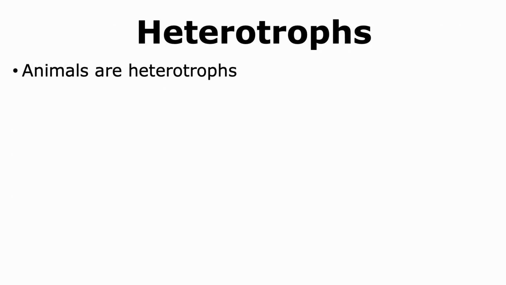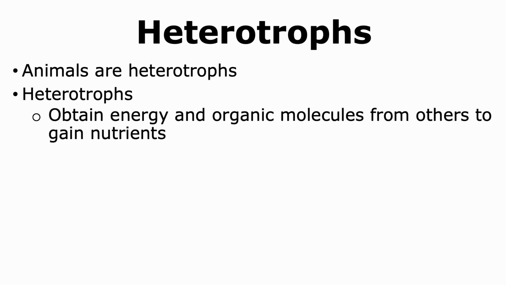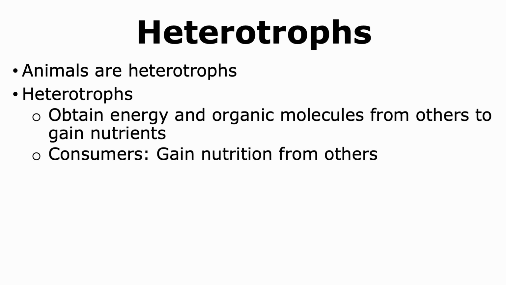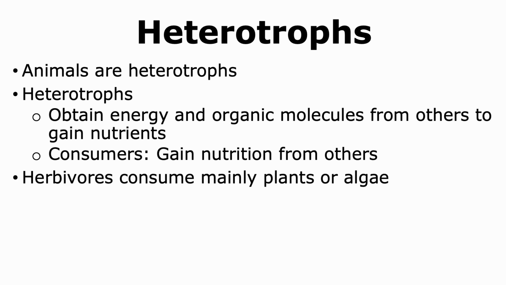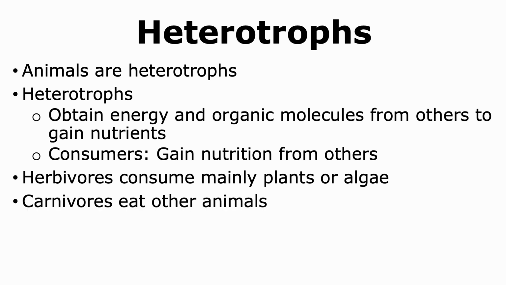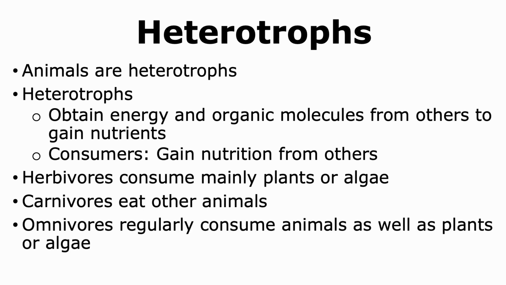All animals are heterotrophs. Heterotrophs are able to obtain energy and organic molecules from others in order to gain nutrients. Thus, they are different from autotrophs, which are able to synthesize their own organic molecules. Heterotrophs are hence considered as consumers because they gain nutrition from other types of living organisms. There are different types of heterotrophs, which include herbivores that consume mainly plants or algae. Carnivores, on the other hand, eat other animals, while omnivores regularly consume animals as well as plants or algae.